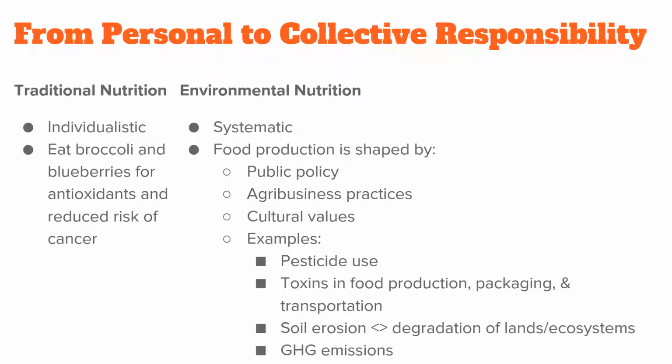So the entire system of food production in the environmental nutrition approach is shaped by public policy, agribusiness practices, cultural values. We would think about things like pesticide use, the toxins in the food production and the transportation and the packaging. We would think about the degradation of lands and ecosystems like soil erosion, and say, okay, how can we do better? How can we make it so that these things aren't happening? We would think about the greenhouse gas emissions and say, we can probably do this without emitting so much greenhouse gas. So, shifting how we think in terms of nutrition.